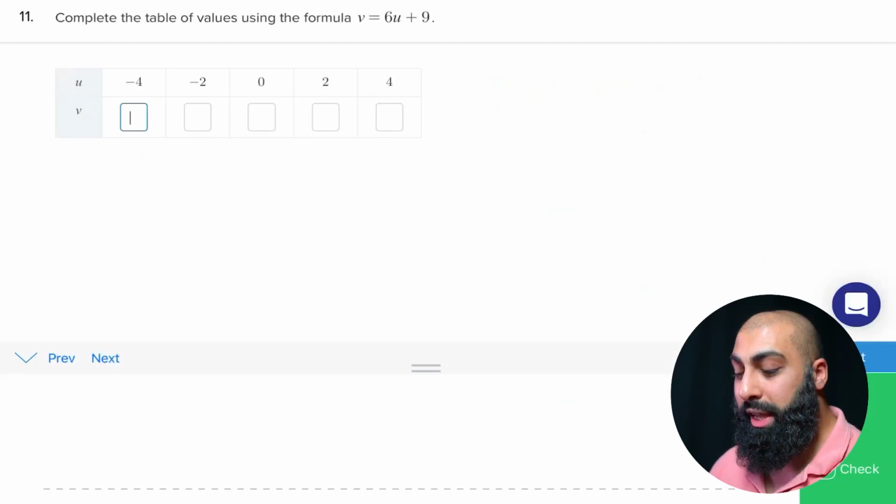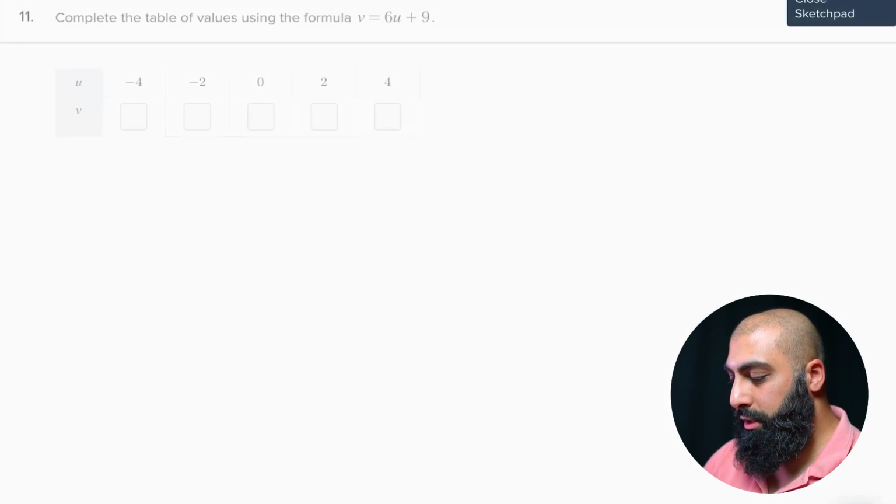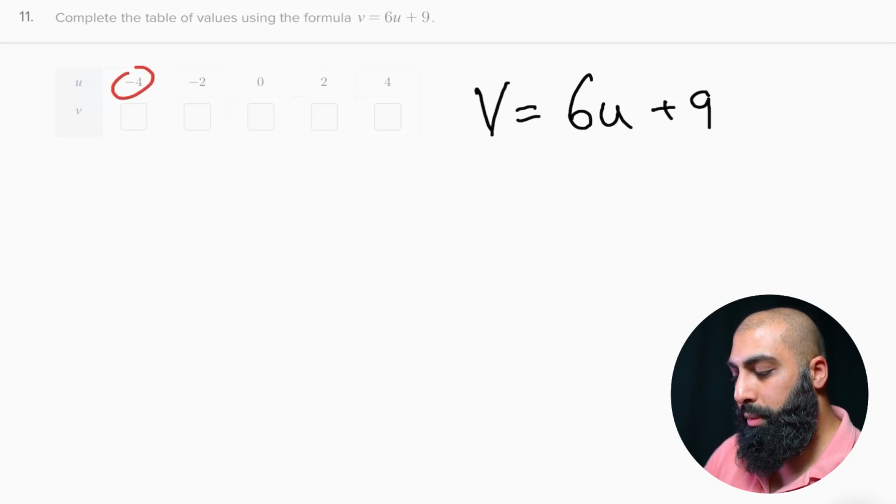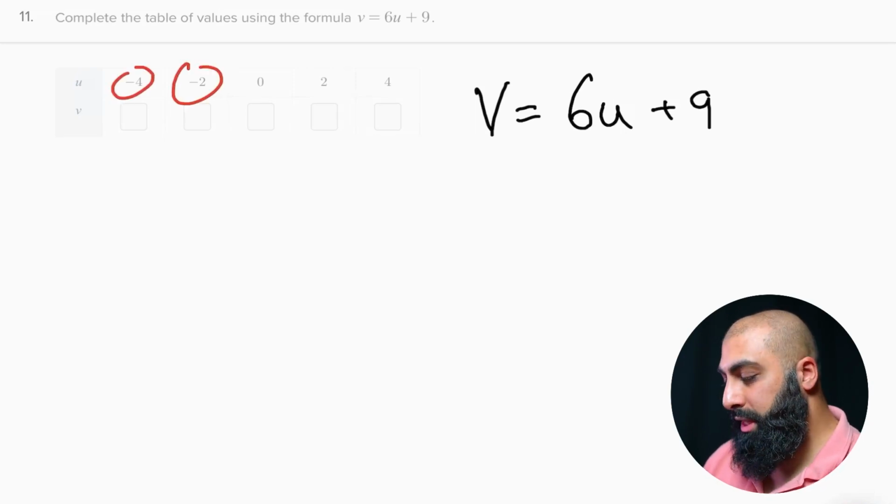Okay, so the next question, again, complete a table of values using the formula. So we're going to substitute these values in. So we've got v is equal to 6u plus 9. And we're substituting the values of -4, -2, and so on, okay? So let's quickly do this. Directed numbers. This is u, the value of u. So we're going to put this in here.